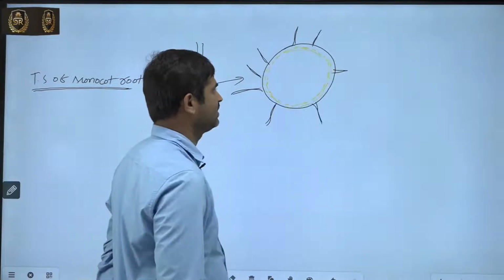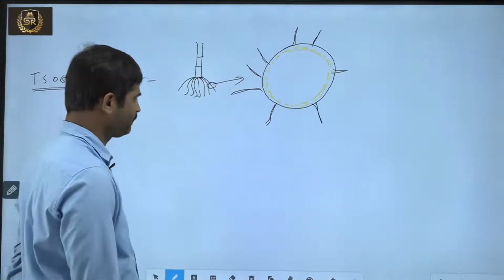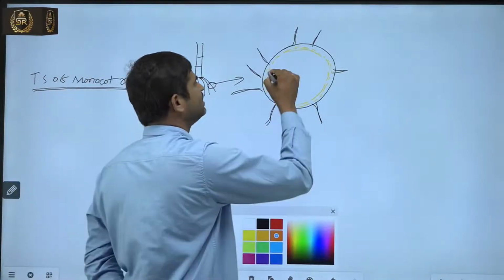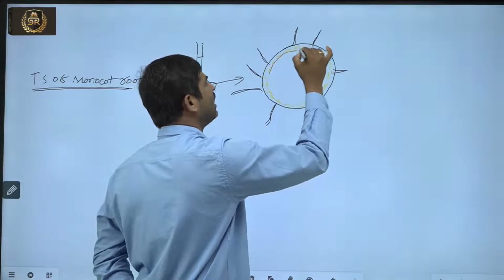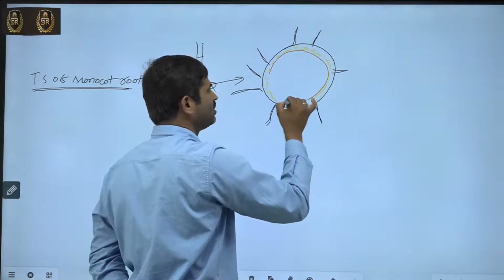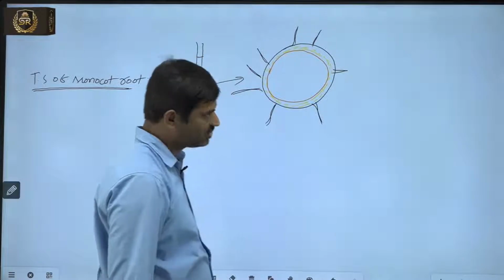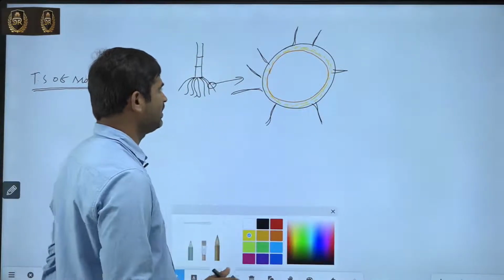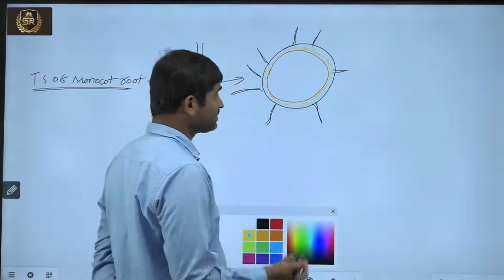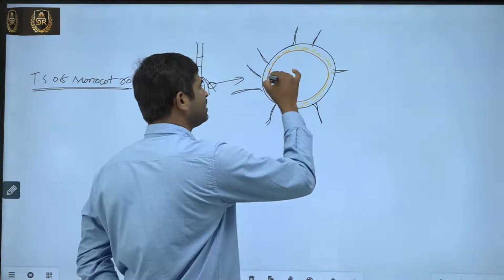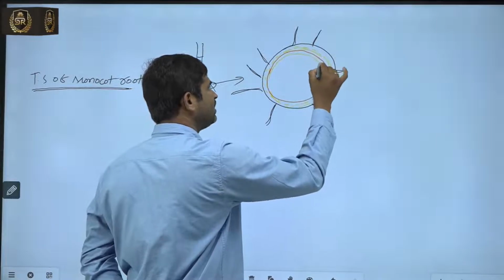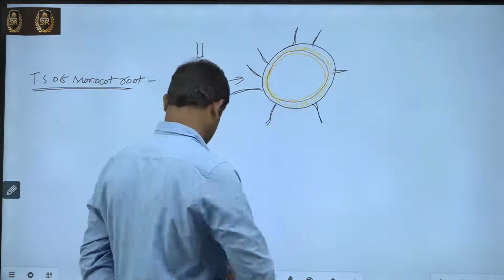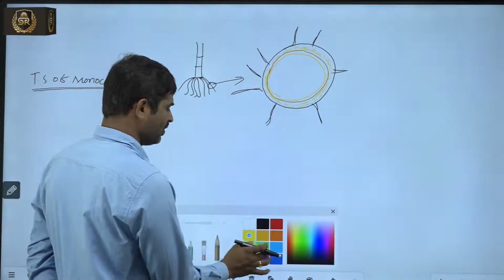Cortex region. Next, the innermost part of the cortex is called the endodermis. Next one, stele. Internally, the pericycle. This is called the pericycle part.